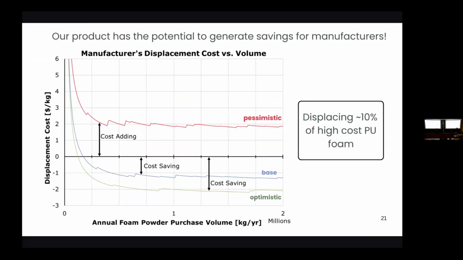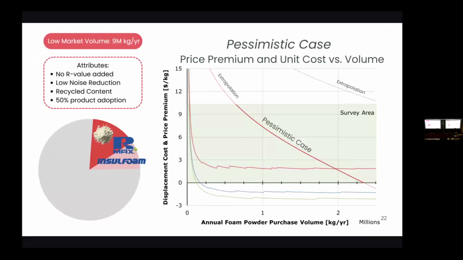So let me shift the perspective here a little bit from unit cost that we presented to you before to what's called displacement cost. So basically, manufacturers who produce insulation panels pay about $2 to $6 per kilogram of raw materials, and our product replaces 10% of that input, essentially reducing the cost. We modeled 3 cases: pessimistic, with no cost advantage, base, and optimistic, where we generate some savings. And now moving on to demand modeling.